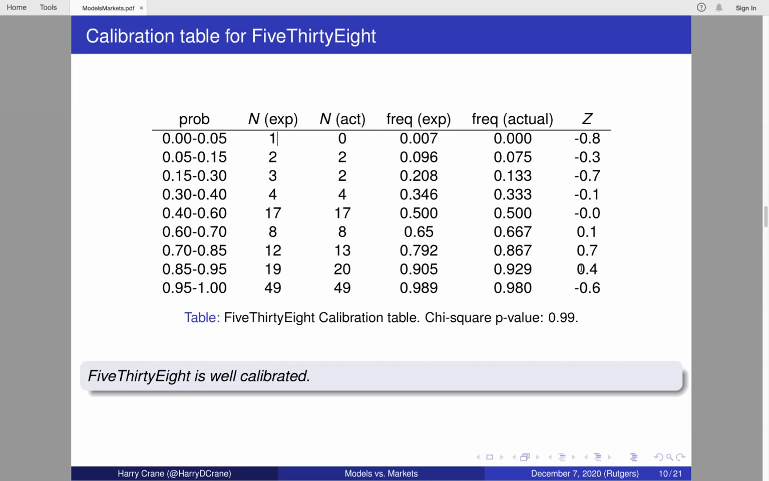These are the z-scores. These are very basic statistical calculations, but if anyone has any questions about them, I'm happy to answer them. But the bottom line of this table is that if you do a chi-square test based on these outcomes, the chi-square p-value is about 99%, which is saying that this is a very well-calibrated forecast. There is no evidence against calibration here, essentially.